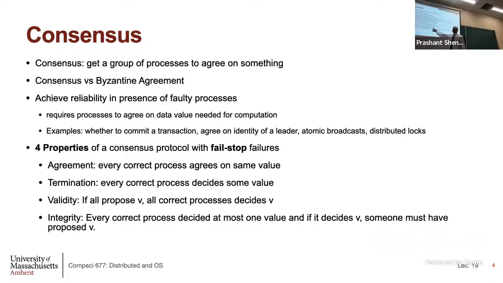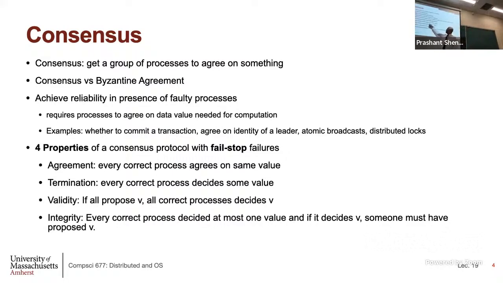Okay, validity says that if all the nodes propose a value V, then all correct processes are going to decide that that is the value they want to agree on, whatever you are trying to agree on. Could be whether to commit the transaction, the ID number of the leader, anything you're trying to agree on. And integrity says every correct process decides at most one value, and somebody must have proposed that value. They are kind of related properties, but these are all the properties we really want.